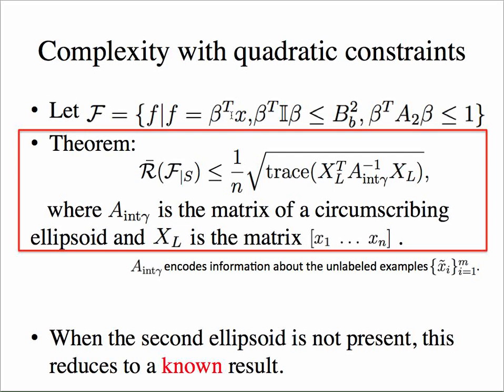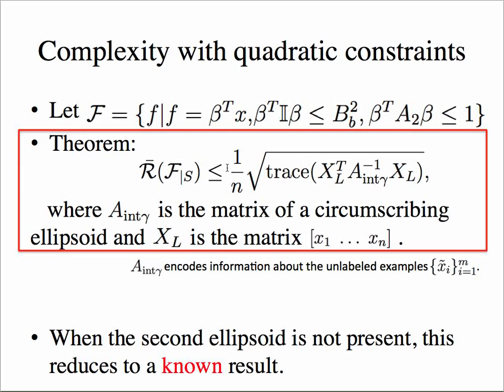Let's say our function class again is an intersection of two ellipsoids. The first ellipsoid involves parameter B and the second ellipsoid involves the matrix A2. Then our empirical Rademacher complexity is upper bounded by 1 by n times the square root of the trace of the product of three matrices. The first and the last matrices are the matrix of the training data features stacked next to each other as columns. The matrix in the center is the inverse of the matrix corresponding to the circumscribing ellipsoid.